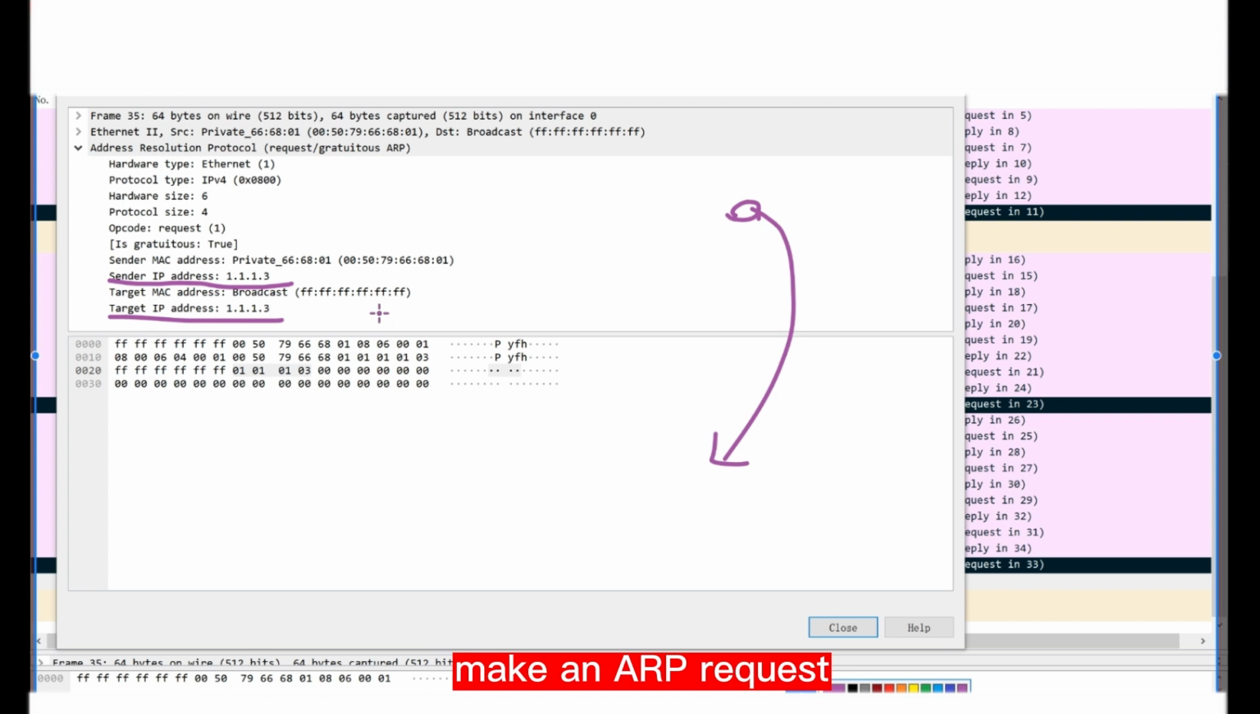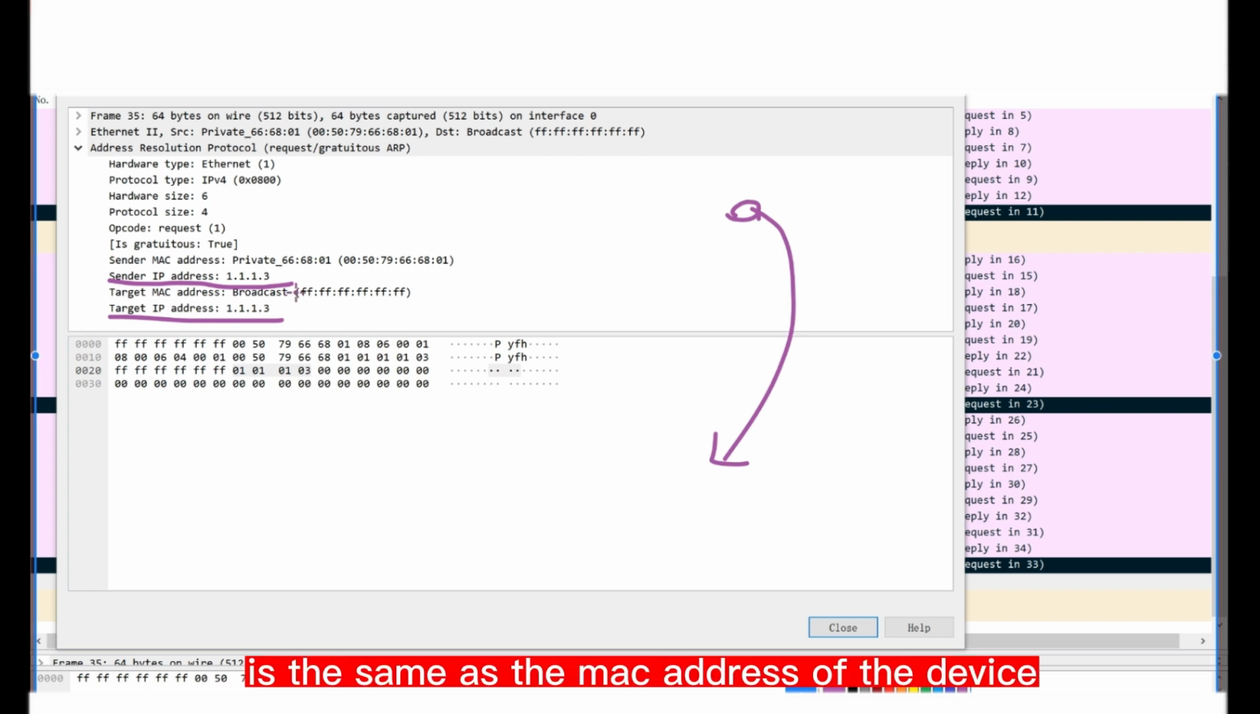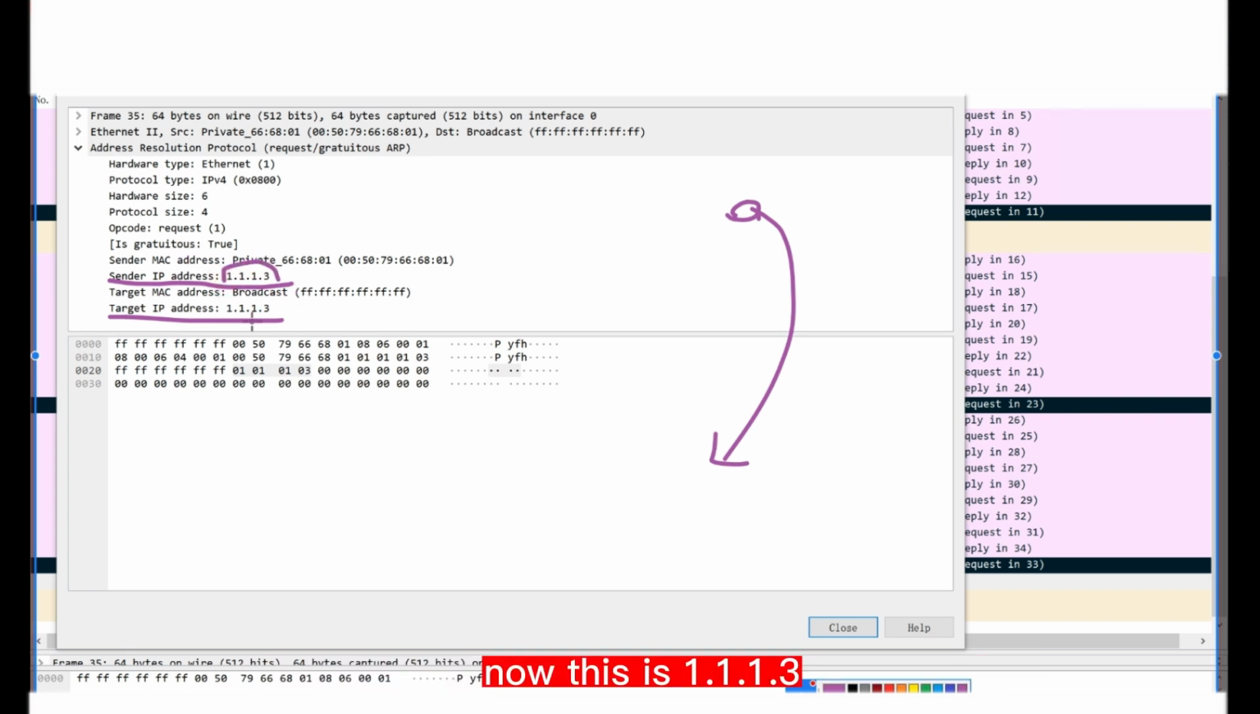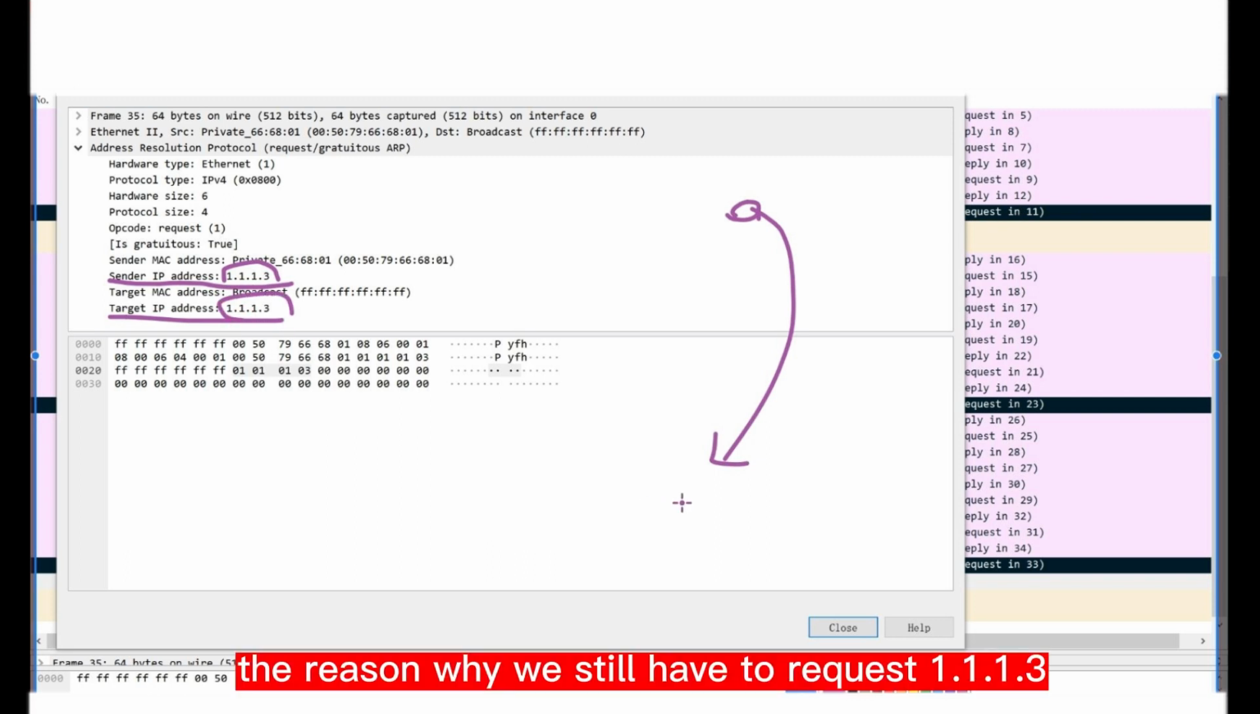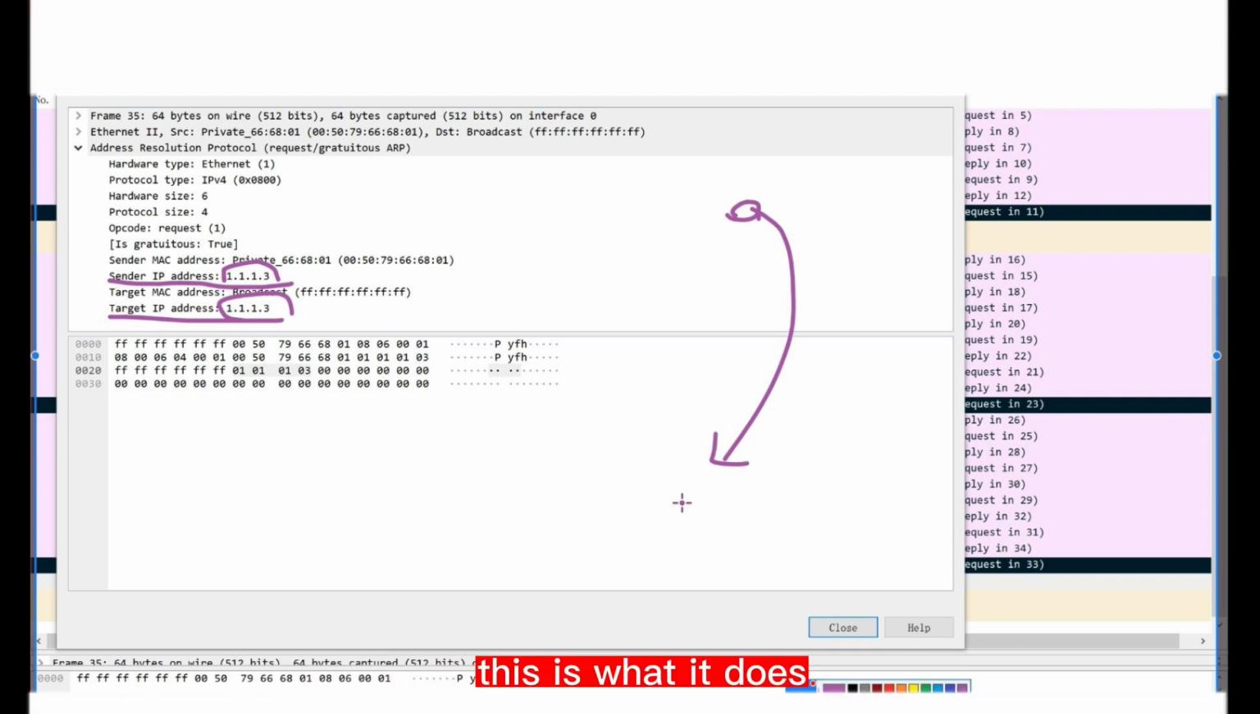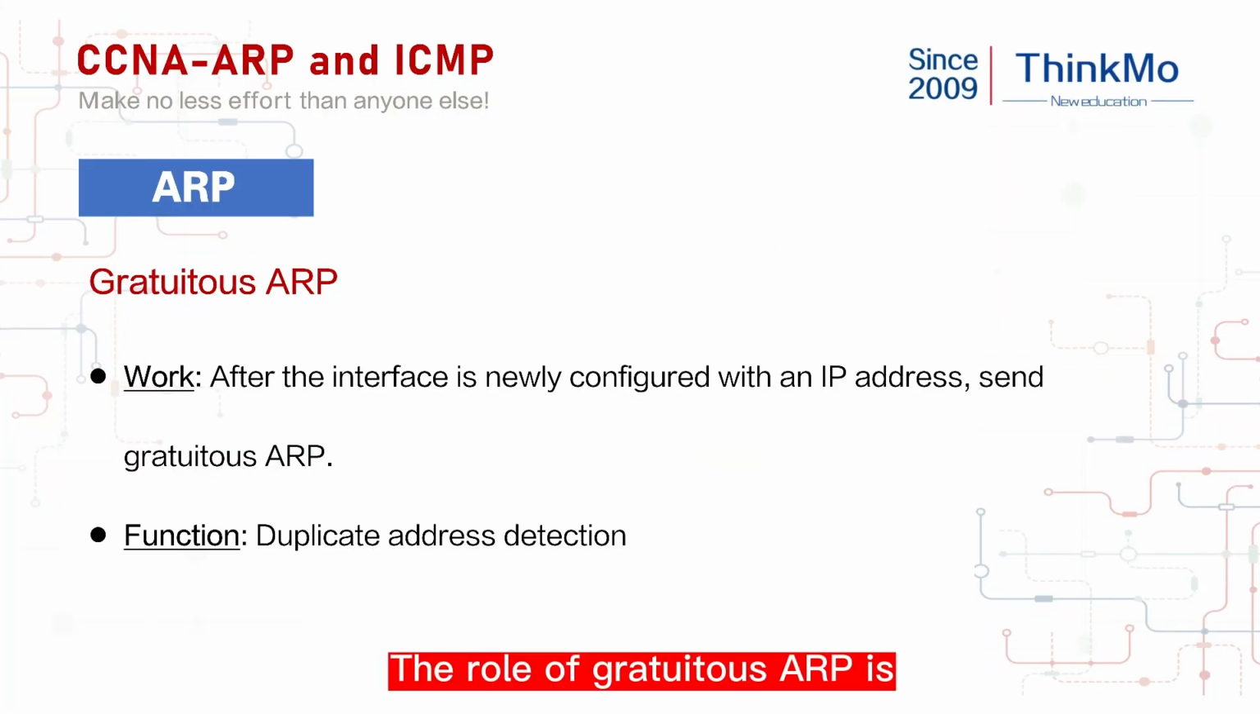Make an ARP request. The destination IP is the same as the IP address of the device itself. Now this is 1.1.1.3. The reason why we still have to request 1.1.1.3 is to do duplicate address detection. This is what it does. The role of gratuitous ARP is duplicate address detection.